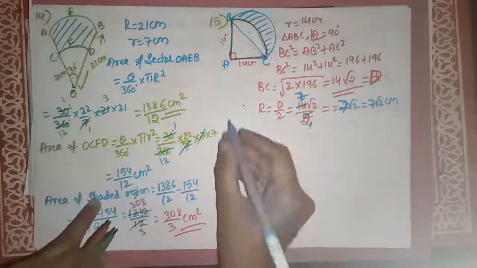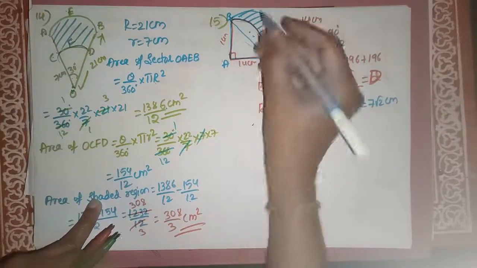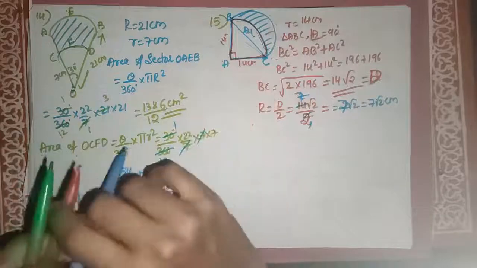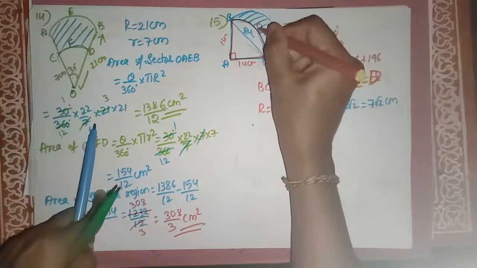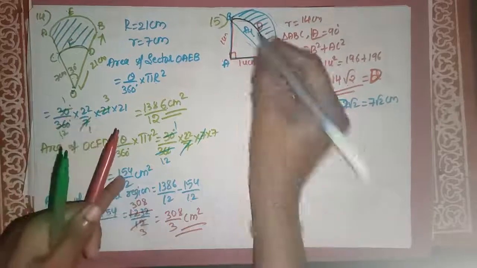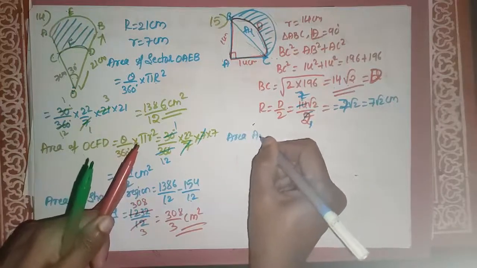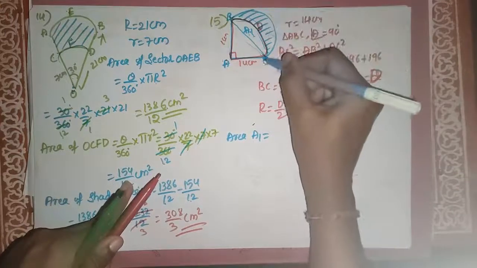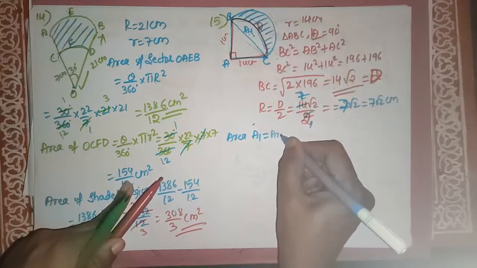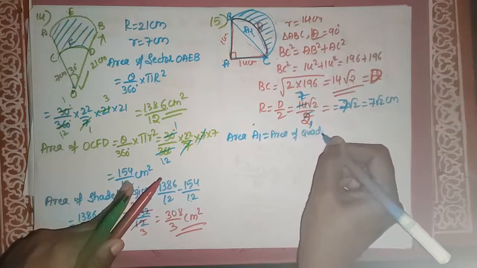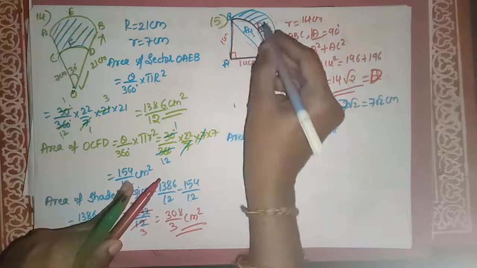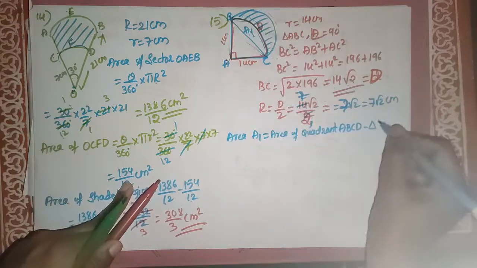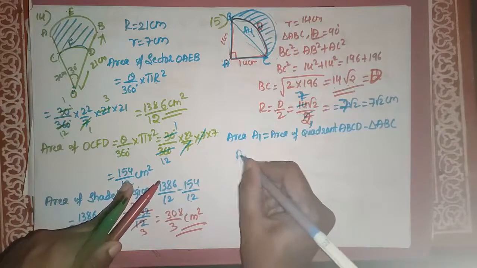So first, I find out this one. I call this A1, ABDC. The area A1 can be obtained by using the area of quadrant minus the triangle. Area of quadrant ABDC minus area of triangle, which triangle? ABC.